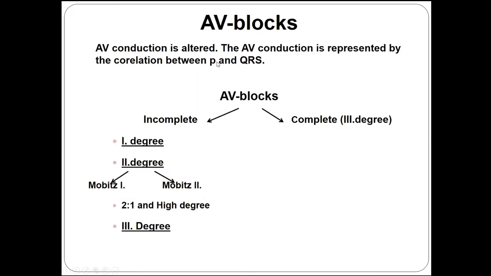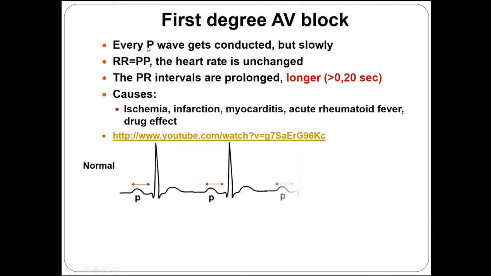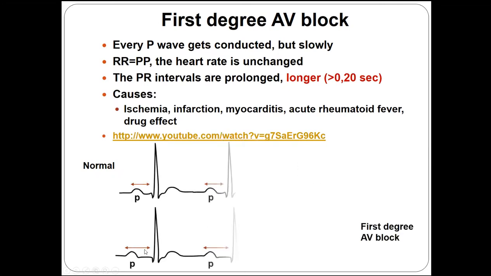Now, let's start with the AV blocks. AV blocks are incomplete when we have first degree, second degree, and high degree. This is the incomplete, and the third degree is a complete one. Let's start with the first degree one. What does first degree mean? The first degree means that we do have every P wave followed by a QRS complex, but the PR interval is longer.